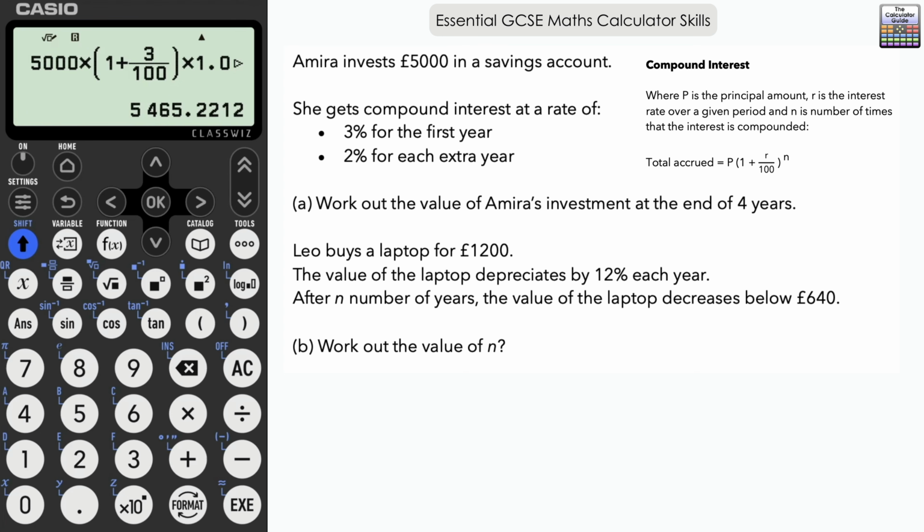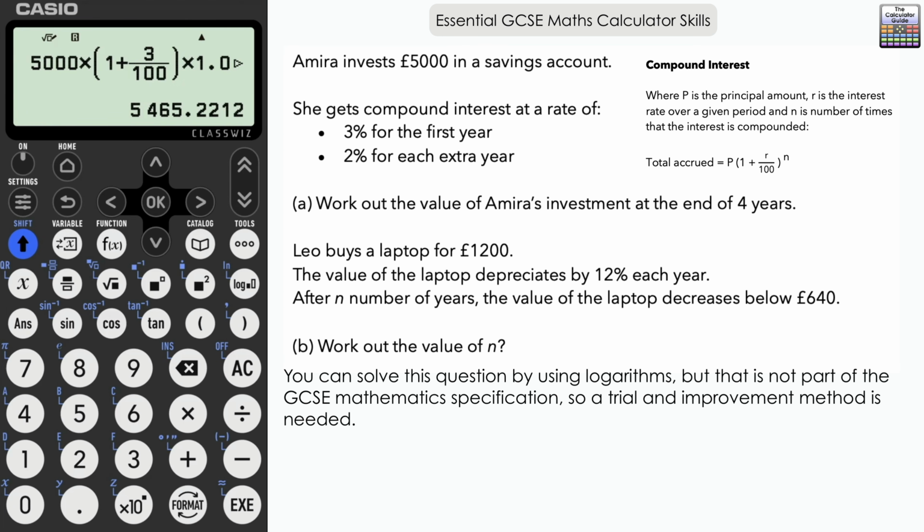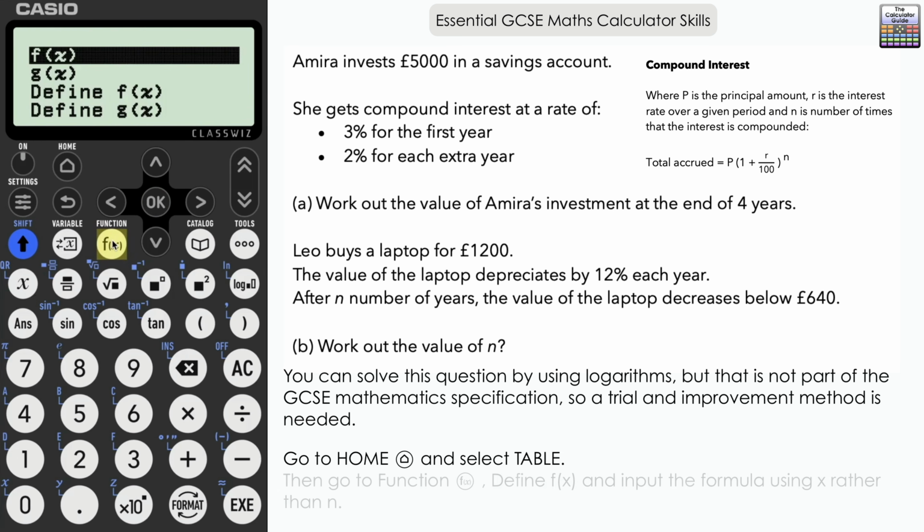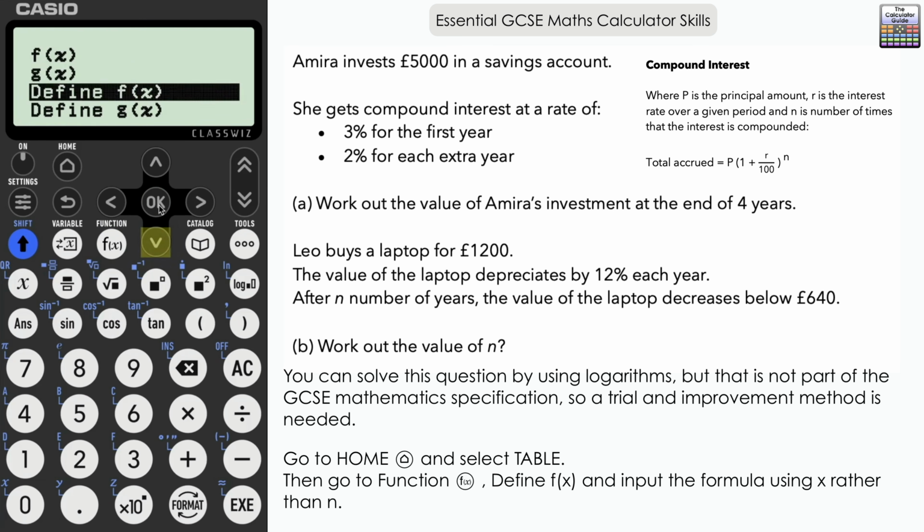There are several different more advanced methods to be able to work this out. But for GCSE and with the knowledge that you have, the best method is a sort of trial and improvement method where we test a number of values of n until we get below the value of £640. Now, the best way to try a lot of values simultaneously is to use table. So if we go to home and then we select table, we should be prompted for fx. Here we go. So what we're going to do is go to function and define fx.